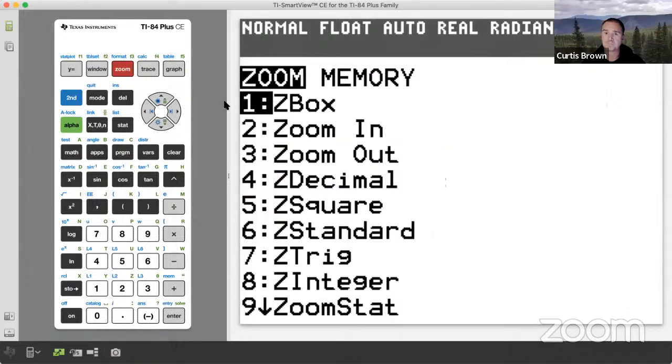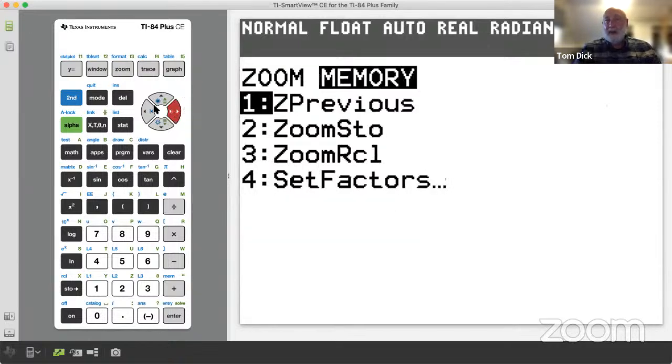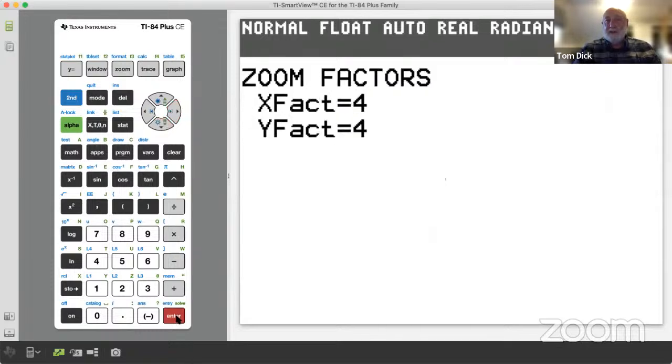Absolutely. I'm going to go to the zoom menu here, and rather than choose one of these special windows in the zoom or the zoom in, zoom out, I'm going to go to memory. And if we go down to the bottom there, the set factors, these are the default factors that you would zoom in or zoom out by if you use those options. So if you zoom in, it'll zoom in by factors of 4 in both directions, x and y. If you zoom out, it'll zoom out by factors of 4.